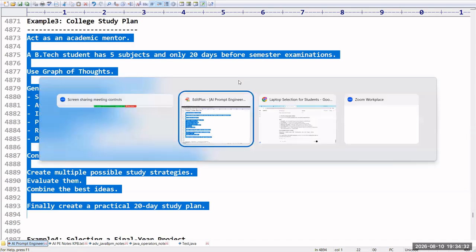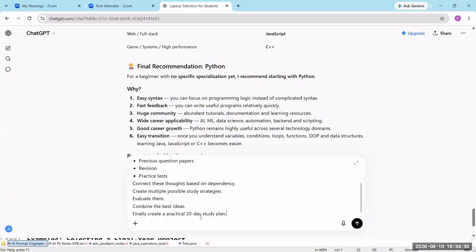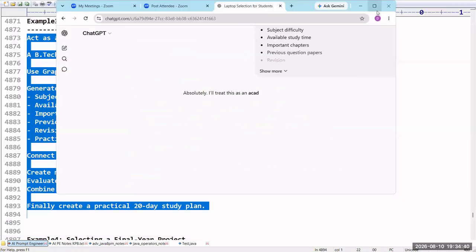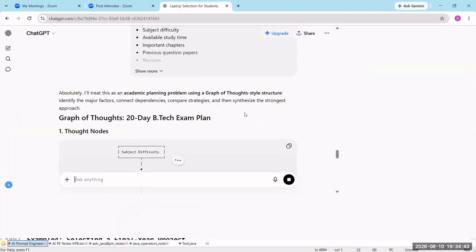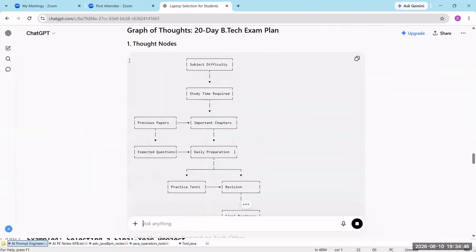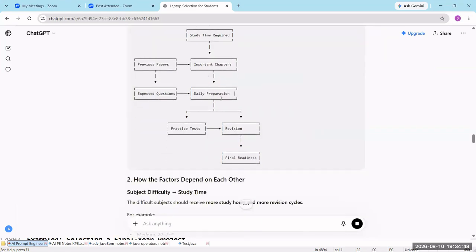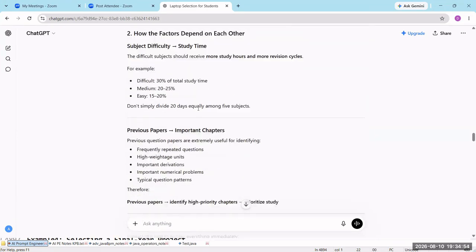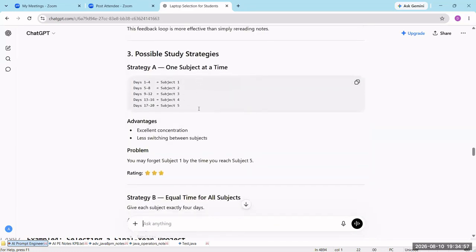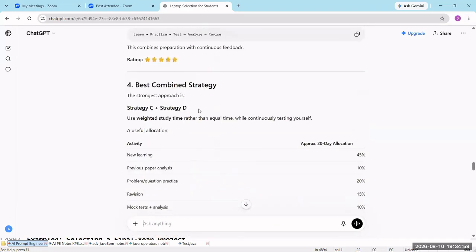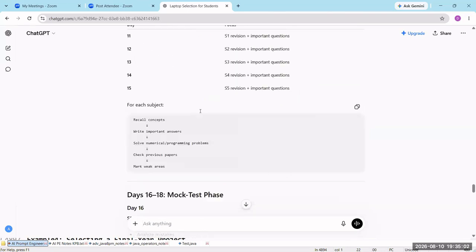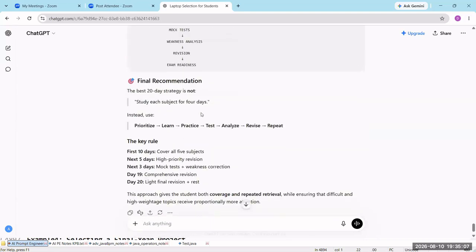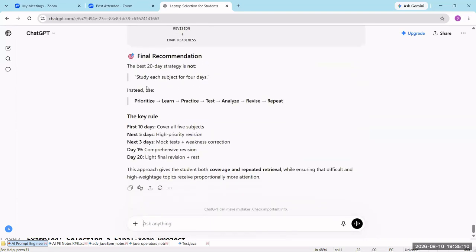Okay, so let's see how my graph of thoughts is going to work for us. Observe, friends. Sir, thought nodes. It is clearly giving all these nodes and how the factors are depending on each other. So you can check it later. What are the strategies that it is providing? Final recommendation. Have you observed?